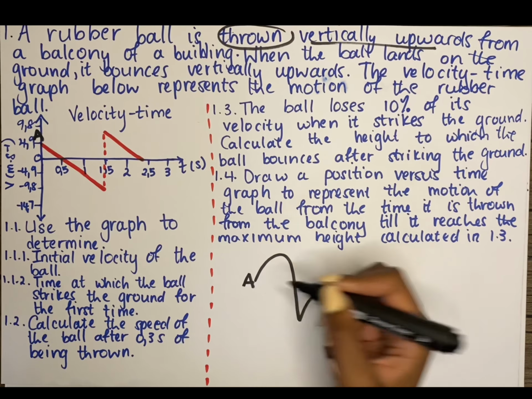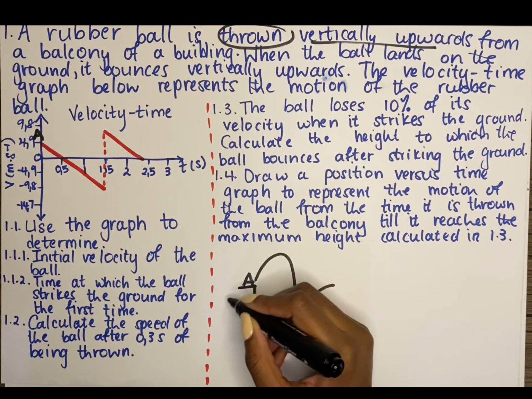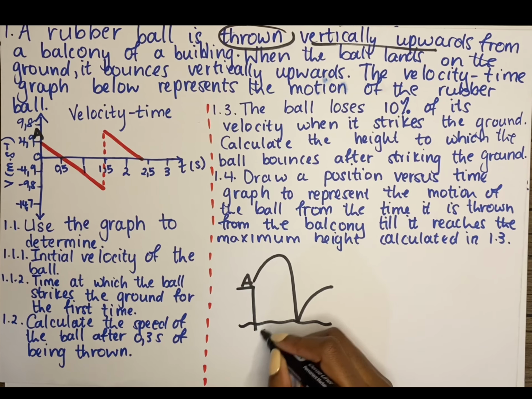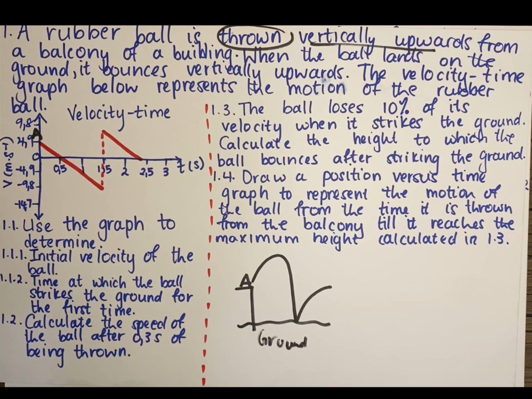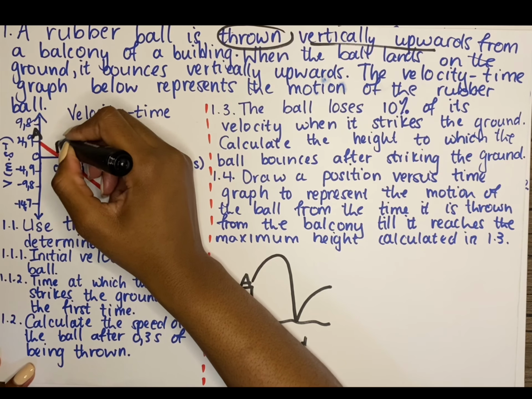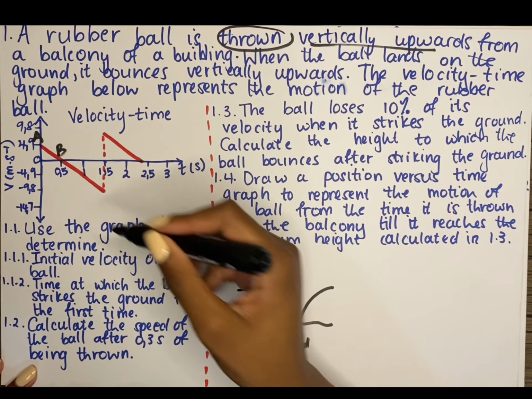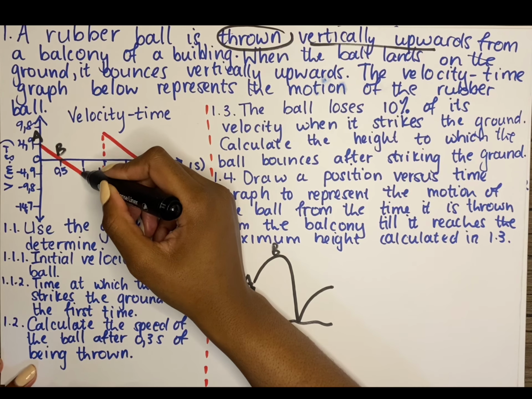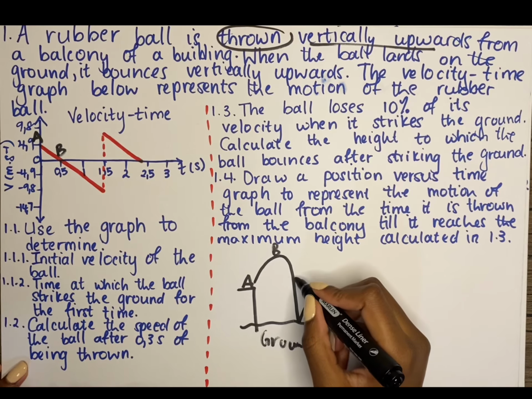The ball is thrown at a certain initial velocity. This is the balcony above the ground. This is the ground. Okay, the ball is thrown at a certain initial velocity at A, reaches maximum height where the velocity is equal to 0 at B, right? And then this point here would be when it returns to its initial starting point. So this would be C.